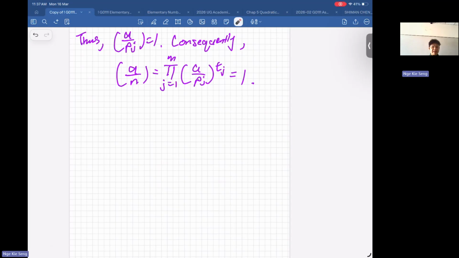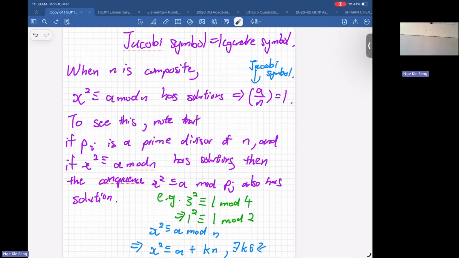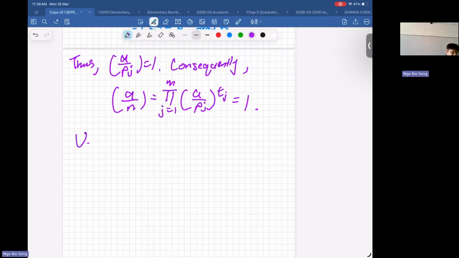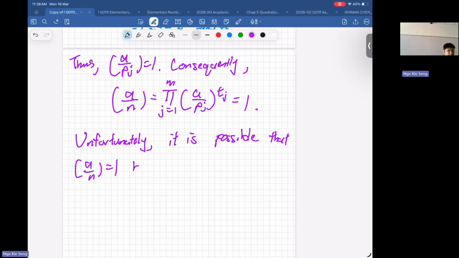Okay, so this is true, but the other direction is not true. So this Jacobi symbol is not as useful as the Legendre symbol. Let's see the other direction, meaning if the Jacobi symbol is 1, then this has a solution. This is false, unfortunately. So we have a counterexample. This is the difference between the Legendre symbol and the Jacobi symbol. It is possible that a over n is 1, but there's no solution to x squared congruent to a mod n. You want to think about it for a moment? Give a counterexample.